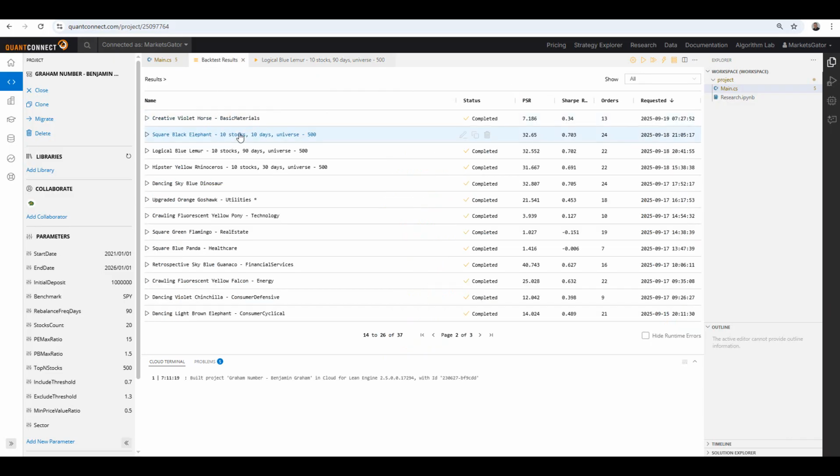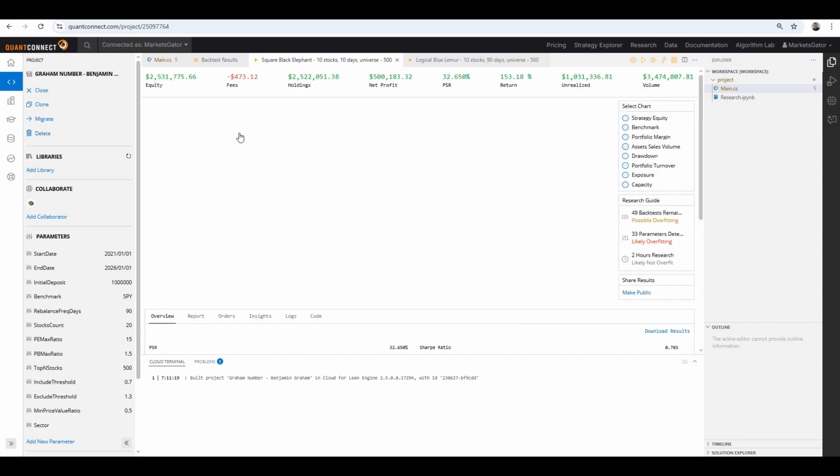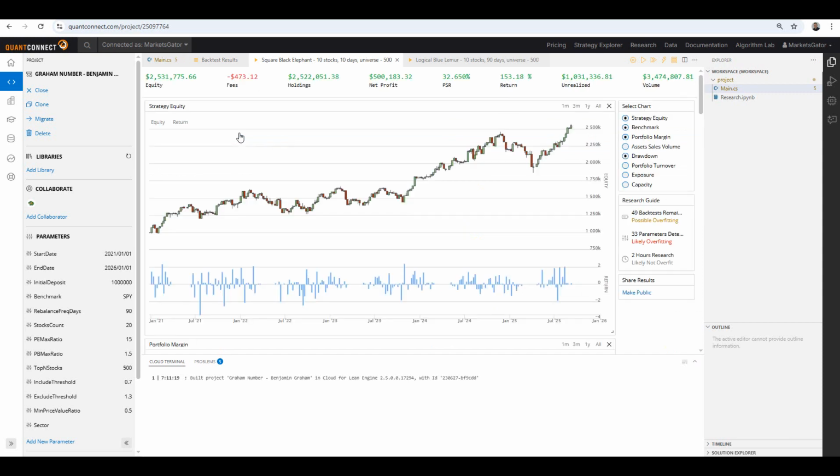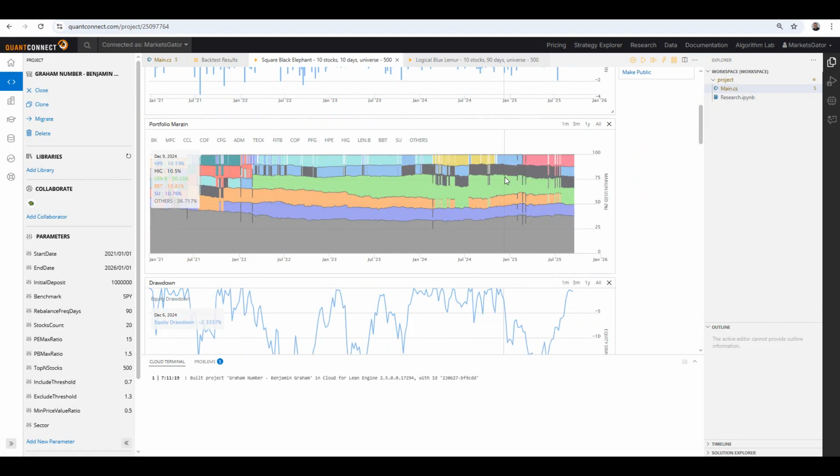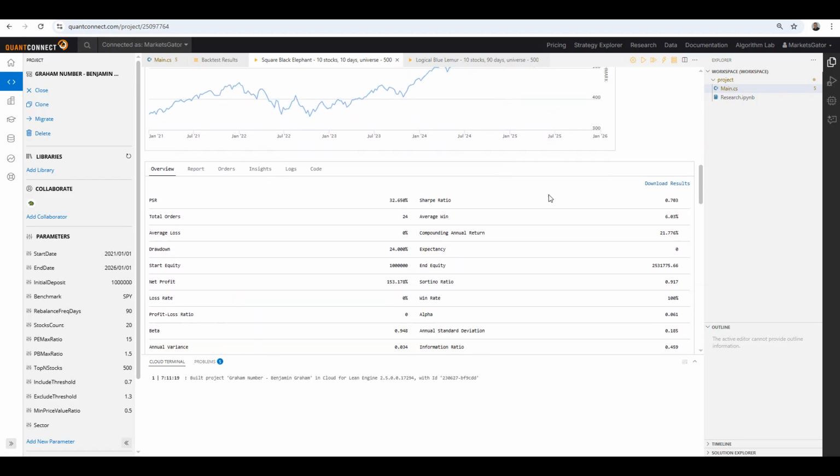Now, let's try to decrease the rebalance period to only 10 days. It means that every 10 days we'll be checking for over and undervalued stocks, and if needed, rebalancing our portfolio. Scrolling down, and we see that annual return again slightly improved. It is 21.78%. But now we have smaller drawdown value, only 24%. This is very good.